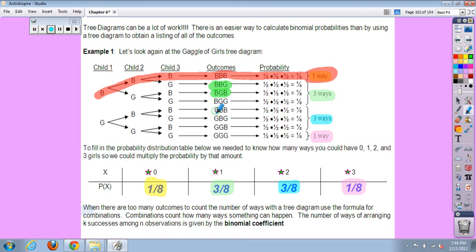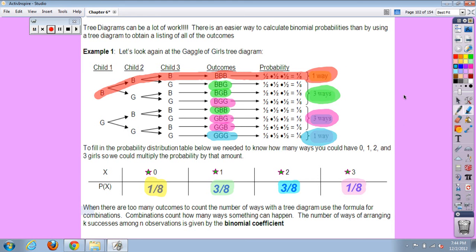There were 3 different ways of getting 1 girl, and that could be that the first child, the oldest child, is a girl, the middle child is a girl, or the youngest child is a girl. And then we talked about all the different ways of getting 2 girls. And there was either the boy was the oldest, the boy was the middle, or the boy was the youngest. And there were 3 ways of doing that. And last but not least, the probability of getting all girls, well, there was only one way of that happening, and that was if they were all 3 girls.